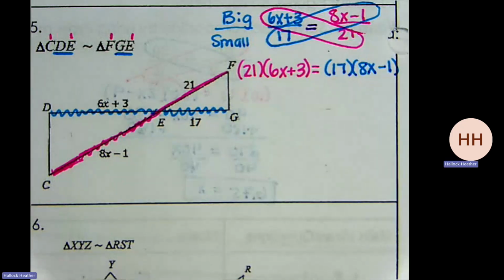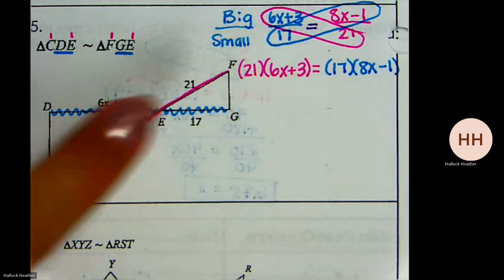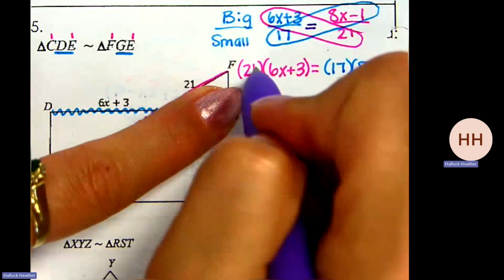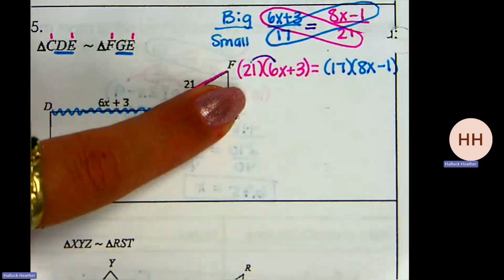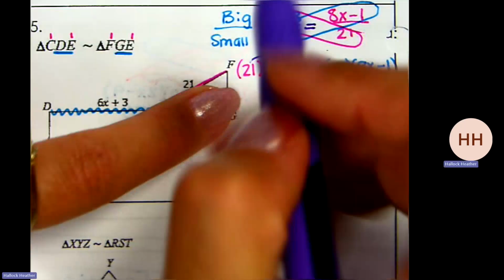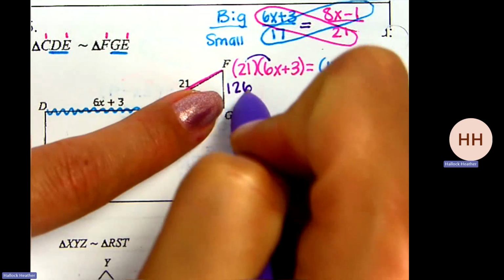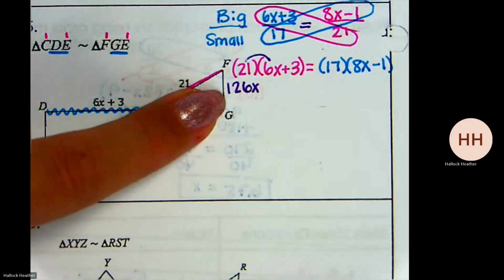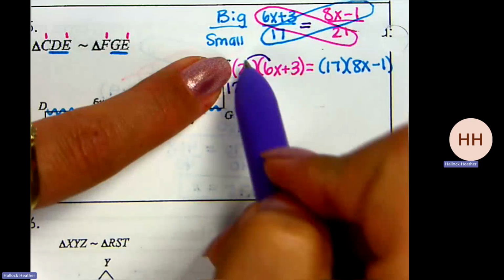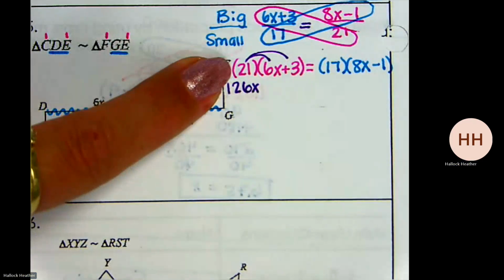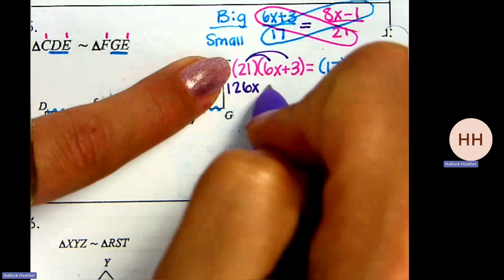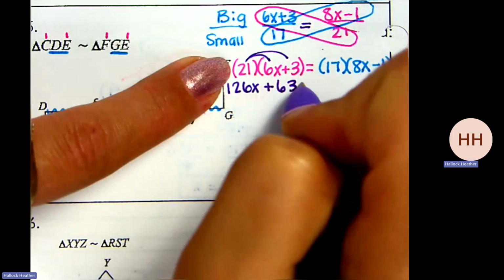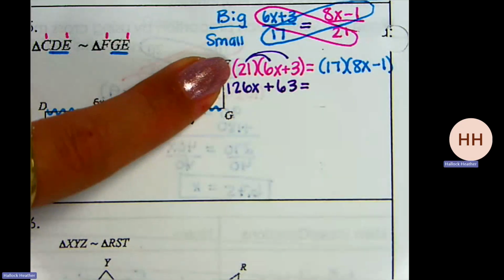Okay, so now I can distribute nicely. So I'm going to do 21 times 6x, which is 126x. And then I'm going to do 21 times 3, which is 63. I'm going to do the same thing to the other equation.